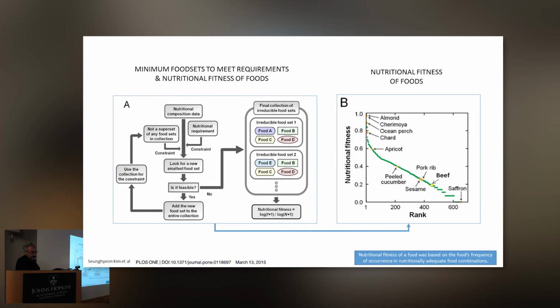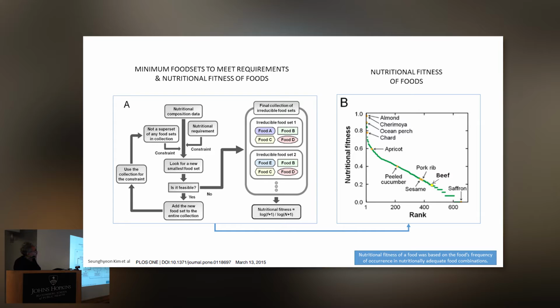Furthermore, this modeling can be used to determine the minimum food sets to meet the requirements and nutritional fitness of foods. The nutritional fitness of a food, as determined here, was based on the food's frequency of occurrence in nutritionally adequate food combinations. So the mathematical model throws up all possible food combinations that would meet the minimum needs. And the food's nutritional fitness depended on how frequently it occurred within those sets. And this was the system that they used to derive these minimum food sets.